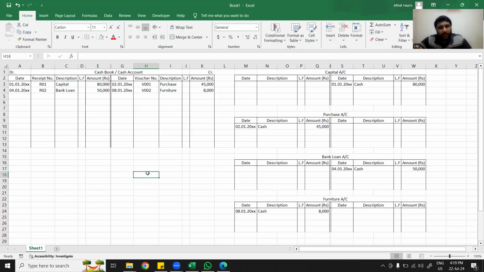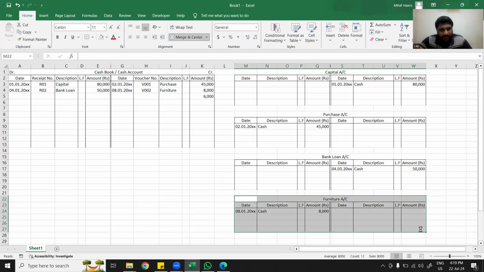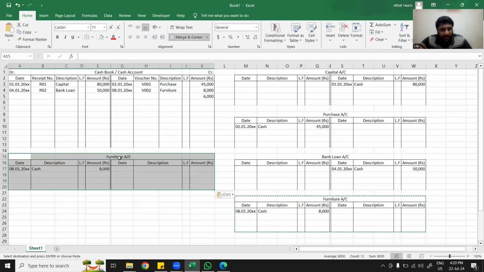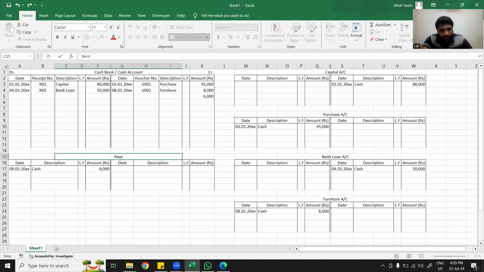Paid rent. So if you pay rent, your money is going out. 6,000 credit. And rent is an expense. Expenses debit. Rent expense account. 6,000 debit. Switch the names. Here you write cash. Here you write rent.